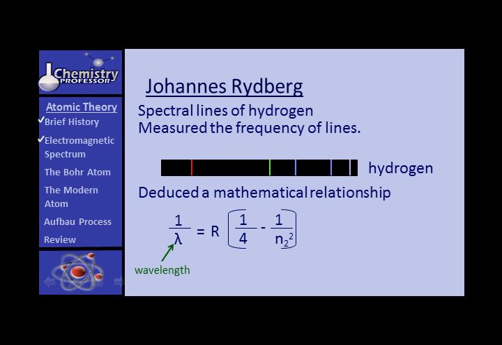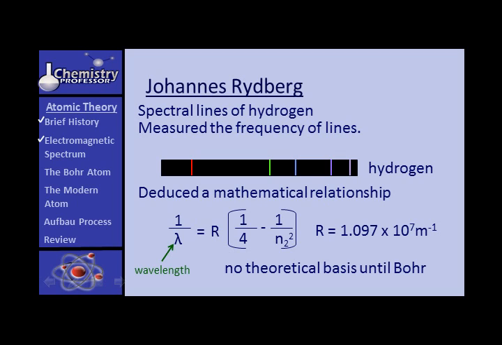And what he saw was this. The reciprocal of lambda is equal to a constant R times the quantity 1/4 minus 1/n2 squared, where n2 is going to be a number greater than 2. And his R value is now called the Rydberg constant, and it is 1.097 × 10^7 reciprocal meters. Yes, you should know that. And remember, there was no theoretical basis for this until Niels Bohr came along. Why was this happening? They didn't know.